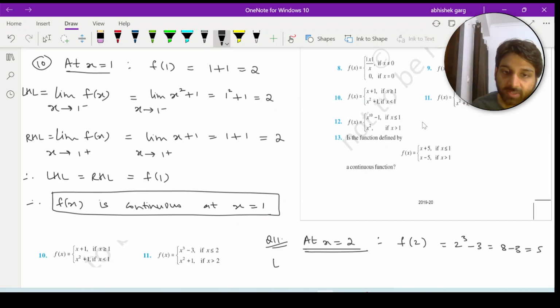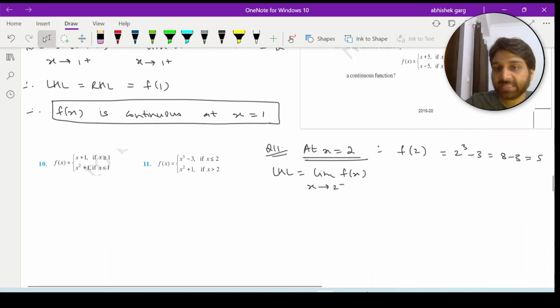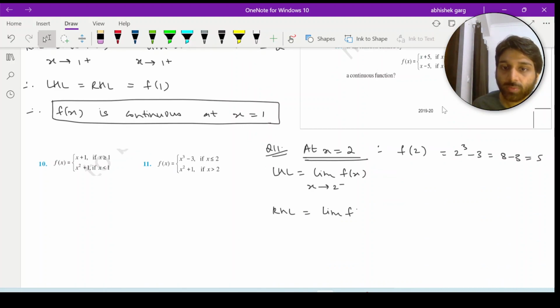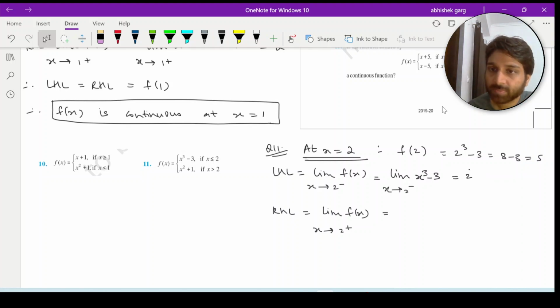Let us calculate the left hand limit and the right hand limit. Left hand limit will be for x tending to 2 minus, and right hand limit will be for x tending to 2 plus. When x is slightly less than 2, we'll use the first definition of the function. So we'll use x cube minus 3 here, with x tends to 2 minus. Just substitute x equal to 2 here, and you will get the same thing that we got previously.